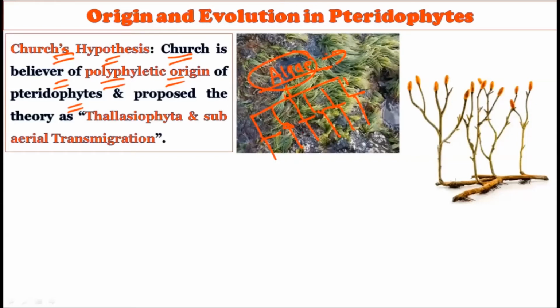Now, when we talk about the pteridophytes, the pteridophyte is a diversified group, because as you know, while studying the classification, we have classified the pteridophytes into 5 categories. So all these 5 categories descended from different algal groups. This is according to Church. Church is saying there is a polyphyletic origin for the pteridophytes from the algae. And he proposed the theory of the Thalassiophyta and the subaerial transmigration. This is the title of his theory. That is, there was a hypothetical group which is called the Thalassiophyta, and there was a subaerial transmigration.